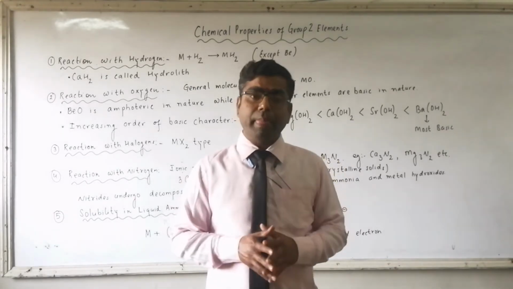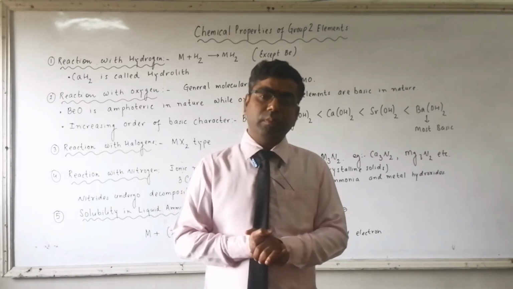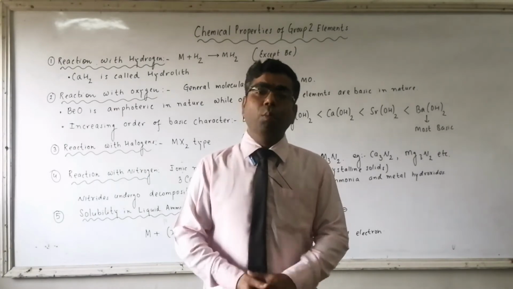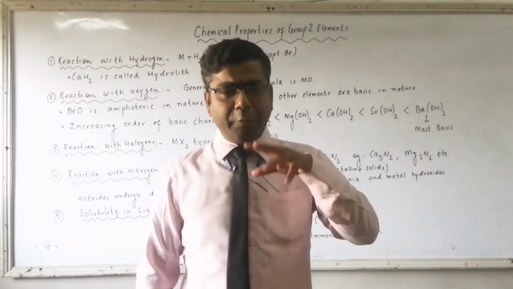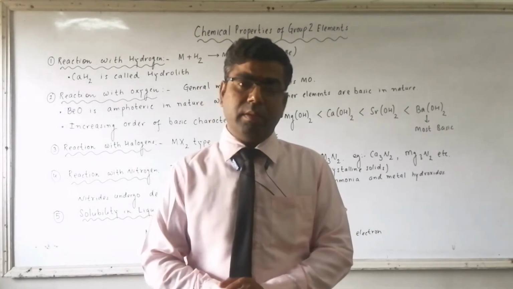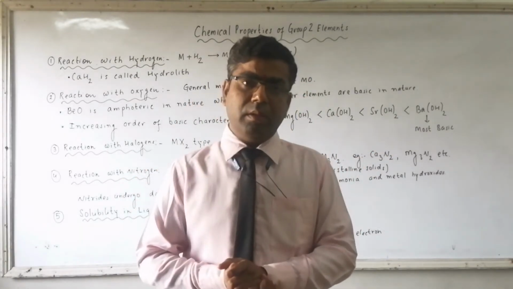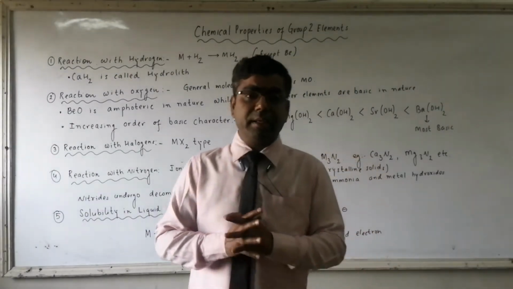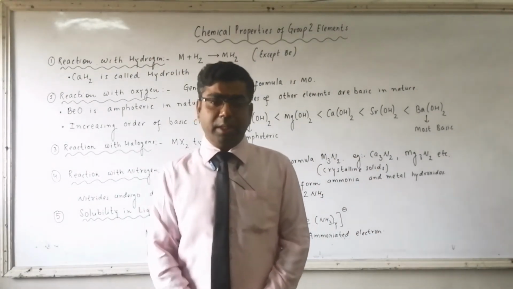We know it very well that metals form basic oxide. Most of the metals form basic oxide, but there are few oxides which are amphoteric in nature. BeO is one of them, while rest other oxides, calcium oxide, magnesium oxide, strontium oxide, barium oxide, will be basic in nature.